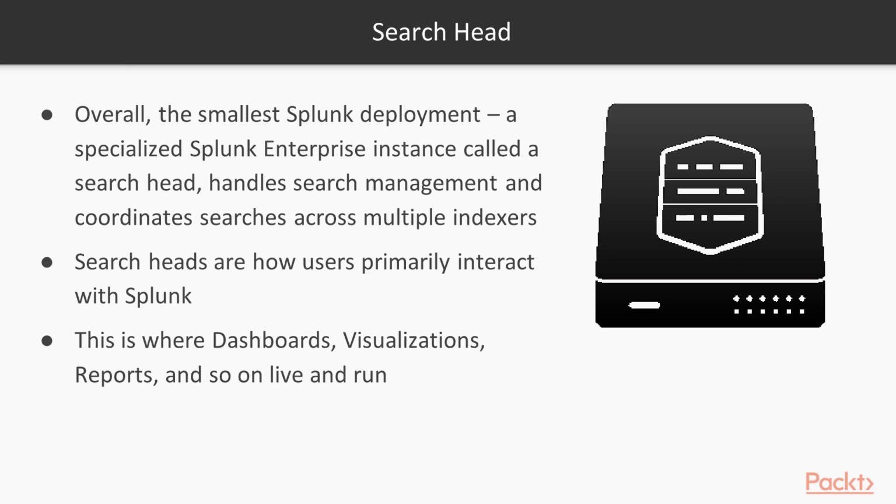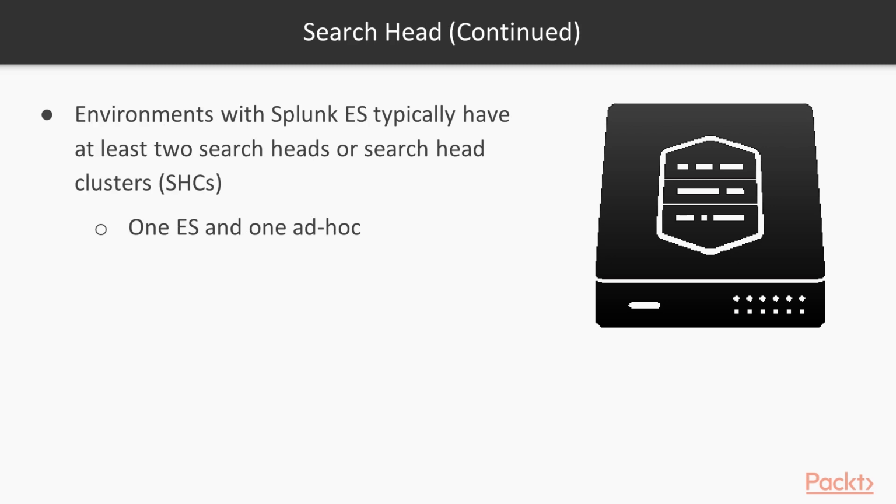You can also have more than one search head. If you're running the Splunk Enterprise Security Suite that I mentioned earlier, that will most of the time run on a separate search head. So you'll have one search head for ad hoc searches and reports, and one for using the Enterprise Security Suite. There are also redundancy or scaling options for search heads called search head clustering that we'll talk about later. So that pretty much covers the core infrastructure. It's pretty simple. You have search heads and indexers, and you can have more than one of each of them to accomplish different goals.